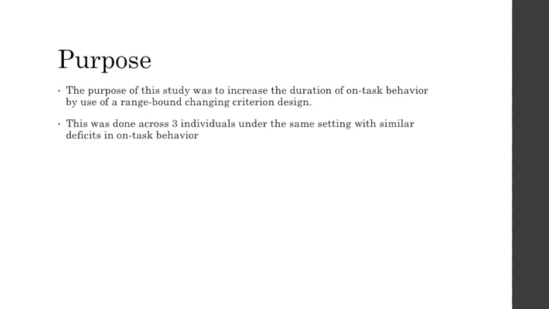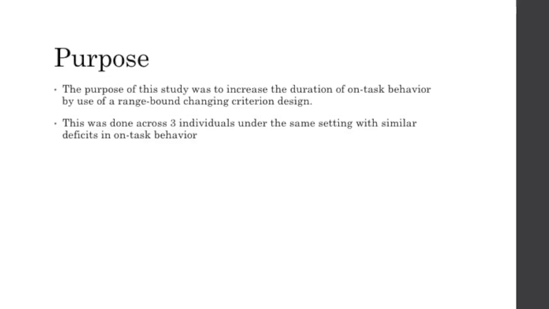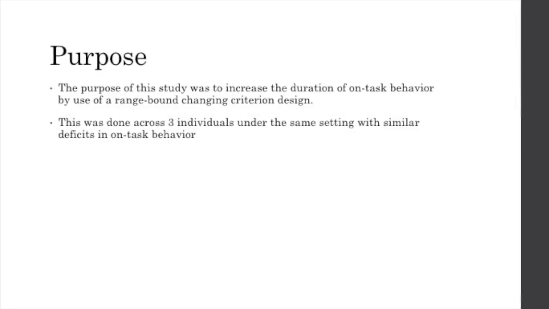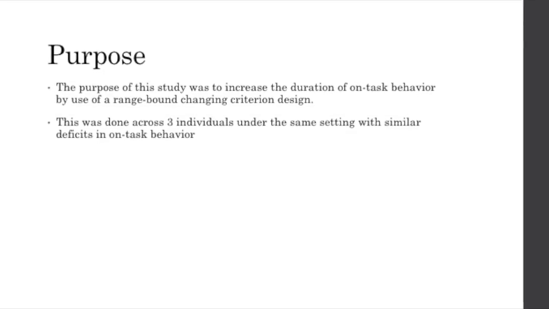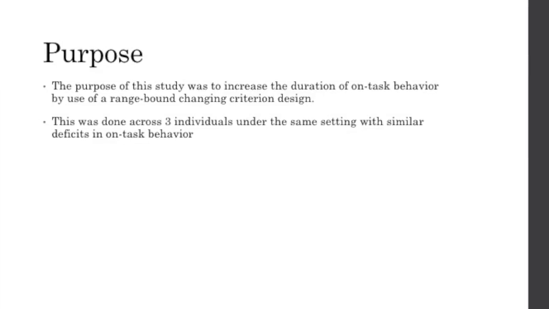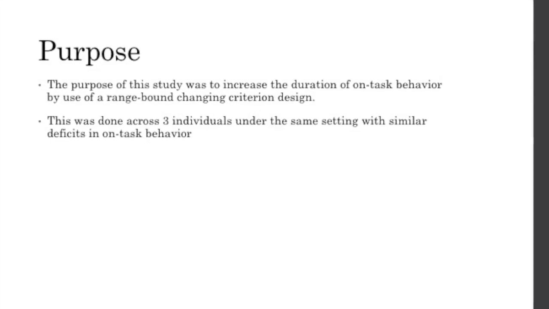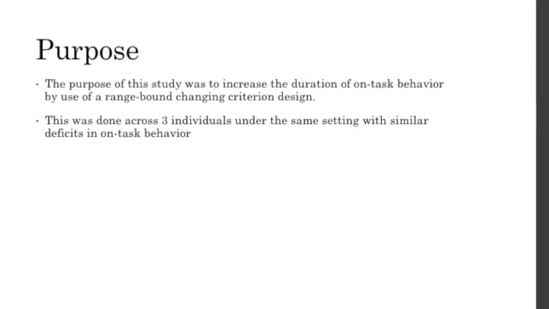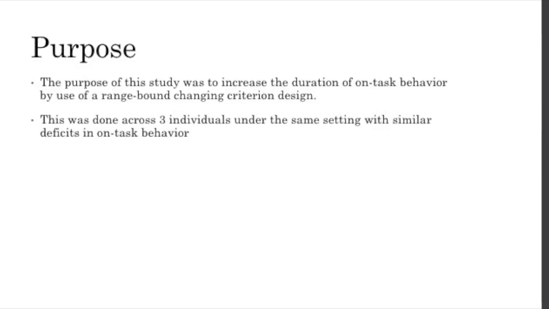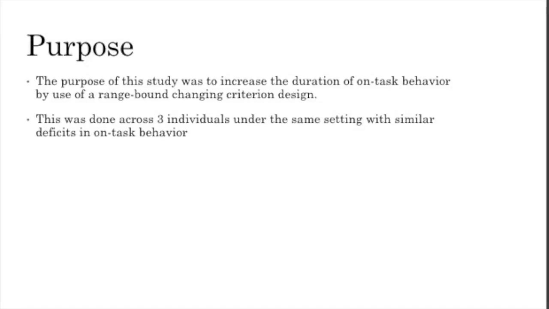The purpose of this study was to increase the duration of on-task behavior by use of a range-bound changing criterion design. Changing criterion designs allow for gradual improvements to be made on said behavior. A variation of this design, the range-bound changing criterion design, can help determine the upper and lower limits of acceptable performance for an individual. This design may be more accurate in classroom settings when applied to individuals, because typically behavior does fluctuate on a day-to-day basis, and this method of measurement may prove more functional to the intervention.